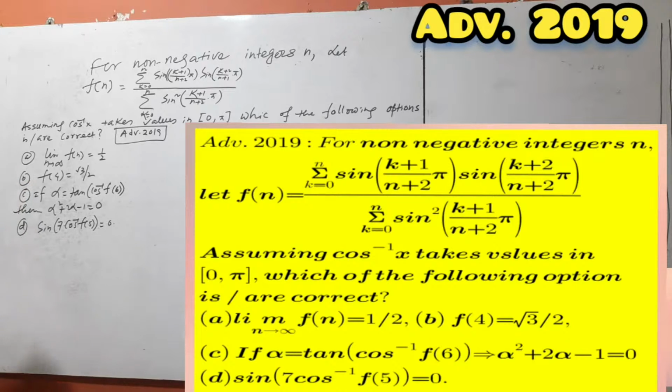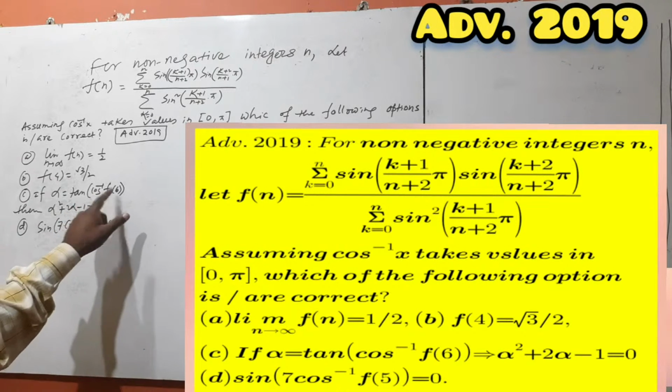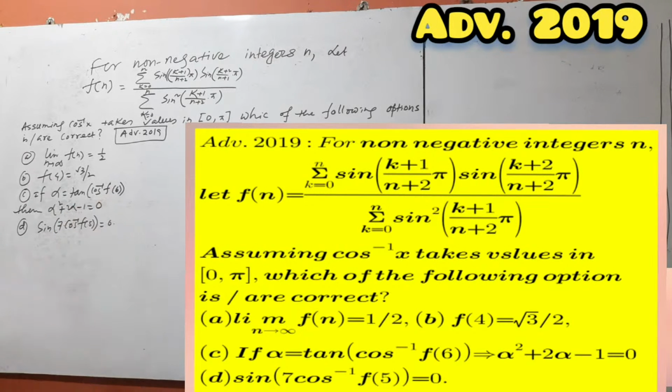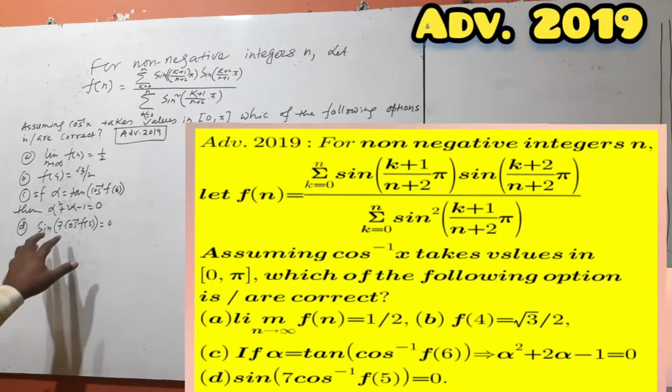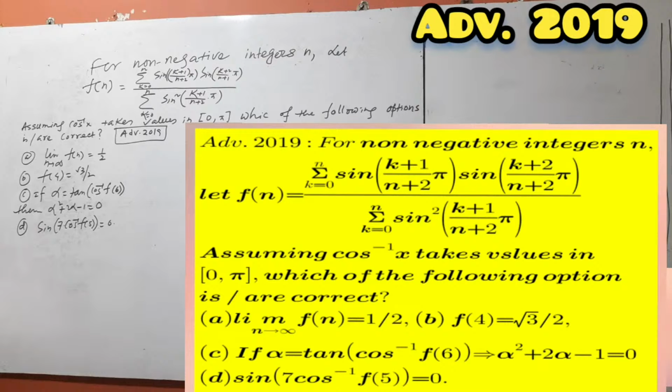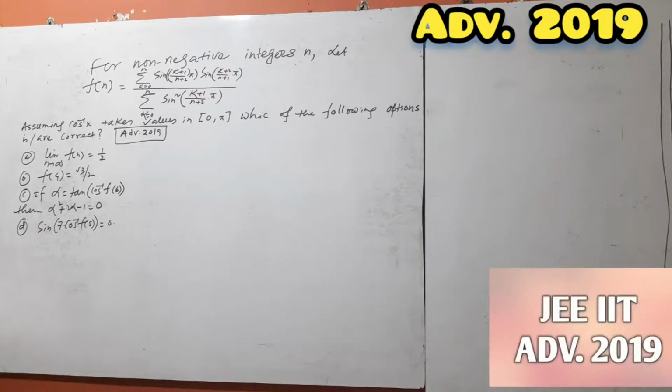Which of the following options are correct? First, the limit as n tends to infinity of f(n) is equal to half, and f(4) is equal to root 3 by 2. If alpha is equal to tan of cos inverse f(6), then alpha squared plus 2 alpha minus 1 equals 0. And the last option, D, sine of 7 times cos inverse f(5) is equal to 0.